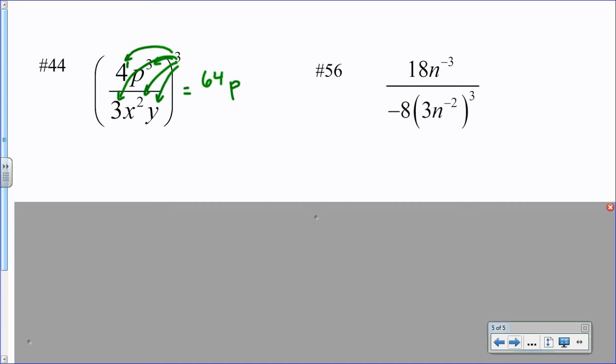Okay, 64p to the 9th over 3 to the 3rd, x to the 6th, y to the 3rd. Okay, do I have common bases? Do I have negative exponents? Does my number reduce? No, this is done.